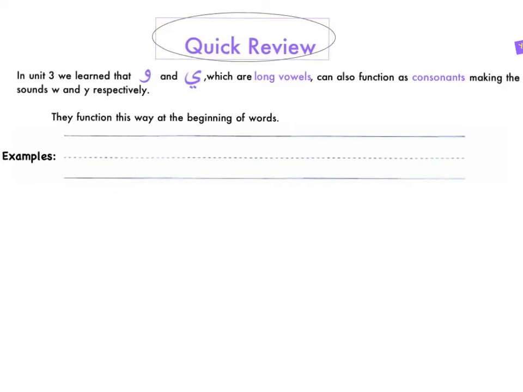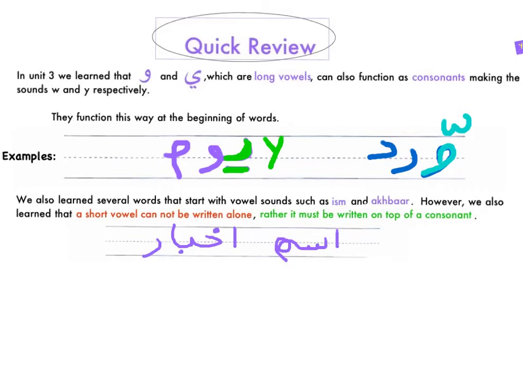For example, the word waraq, starting with waw. Here waw makes the wa sound. An example for ya would be the word yawm. Listen how ya makes the ya sound, yawm. We also learned several words that start with vowel sounds, such as ism and akhbar.